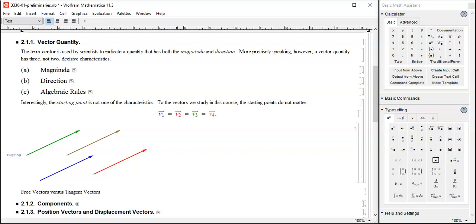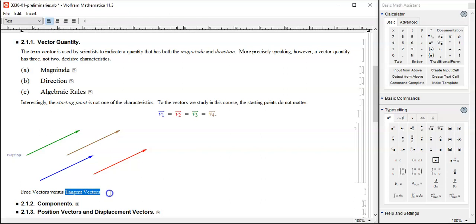They are so-called free vectors and tangent vectors. Tangent vectors depend upon the starting point, and those are the kind of vectors you deal with in physics class. Free vectors, on the other hand, are completely free. They do not depend upon the starting point. In undergraduate math level, we consider only free vectors.